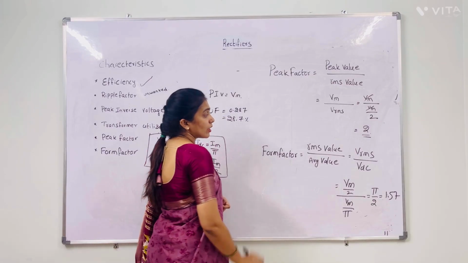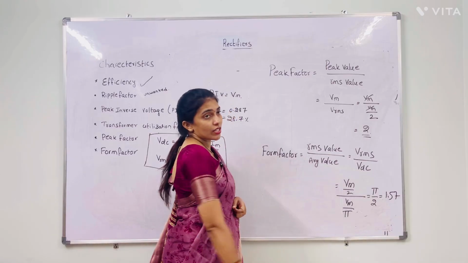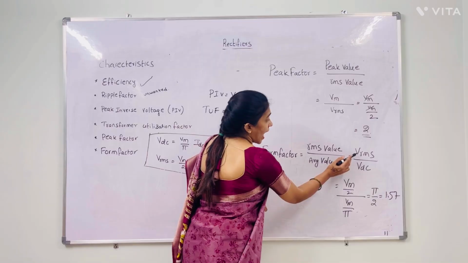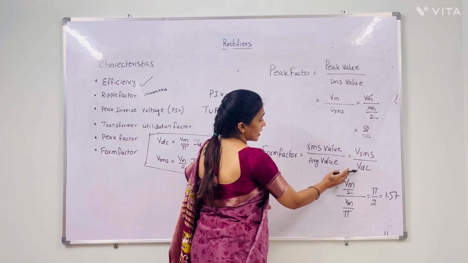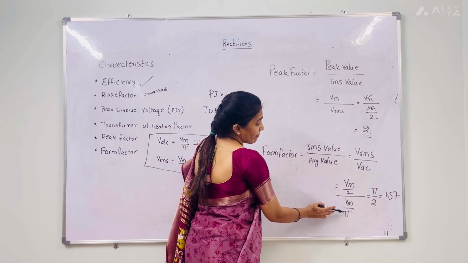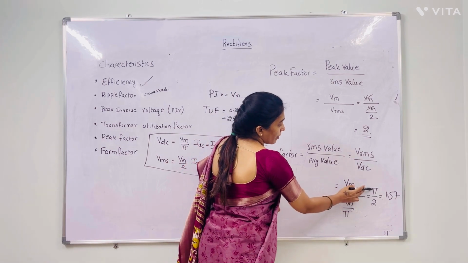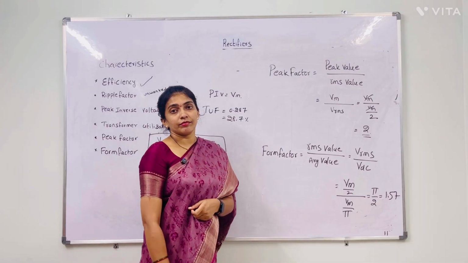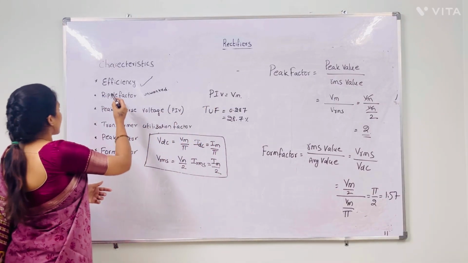Next, form factor. Form factor is the ratio of RMS value to average value, that is Vrms by VDC. Vrms value is Vm by 2 and VDC value is Vm by pi. Vm gets cancelled, and after simplification we got pi by 2. Pi by 2 value is 1.57.